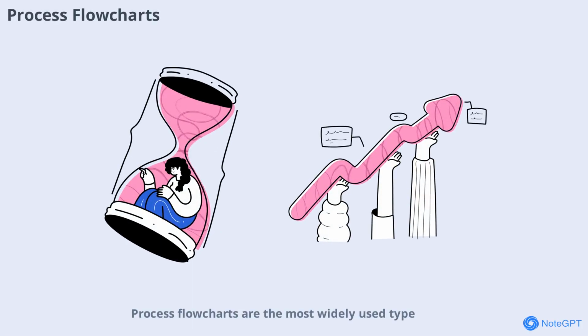Process flowcharts are the most widely used type. They break down a process into individual steps, making it easy to see how each part fits together. These flowcharts are especially helpful for identifying bottlenecks or unnecessary steps. By mapping out the process visually, teams can collaborate more effectively and find ways to streamline their work.